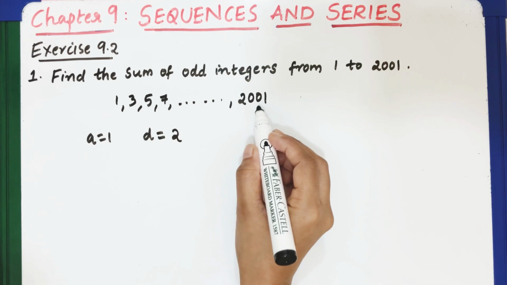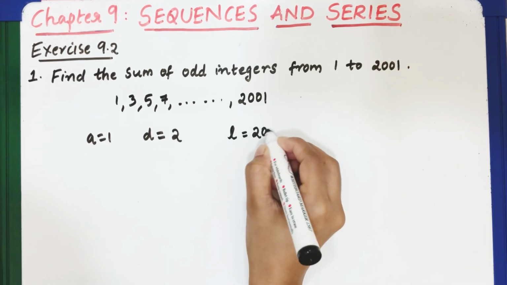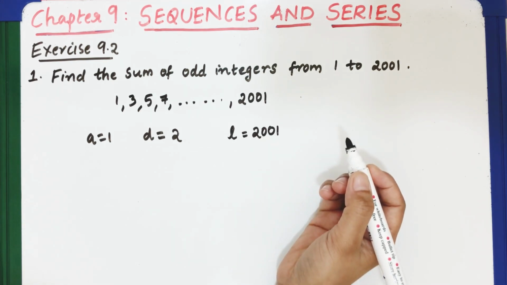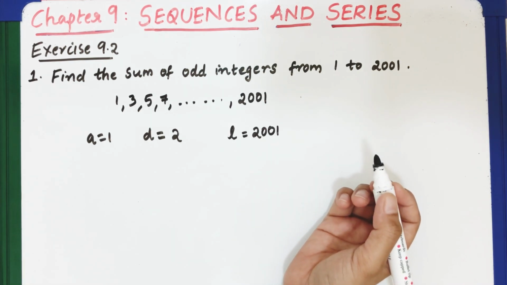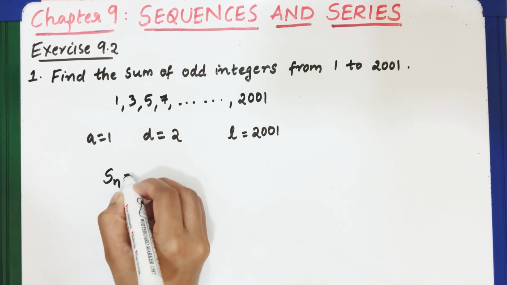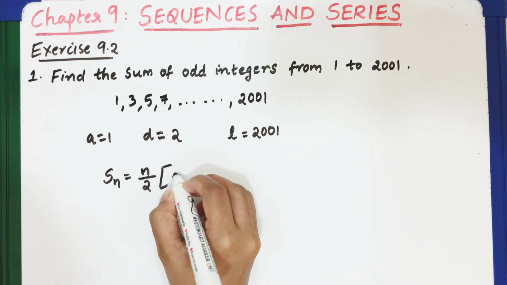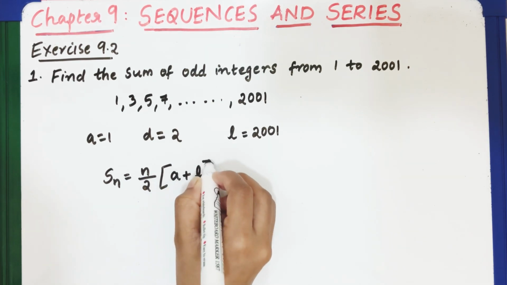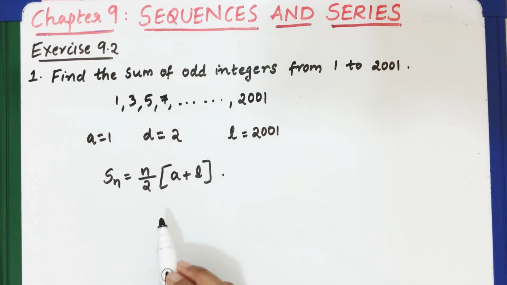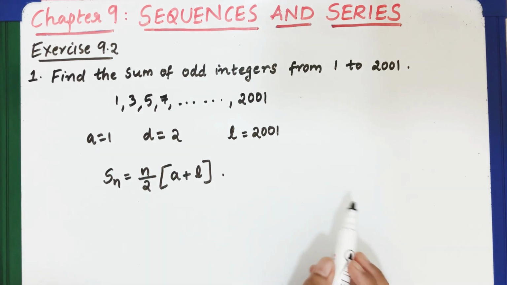And what is the last term here? The last term is equal to 2001. What's the equation for the sum to n terms? Sn is equal to n by 2 into (a plus l), or n by 2 into (2a plus (n minus 1) into d). Okay, we can see by this equation, then I will show the other one also.